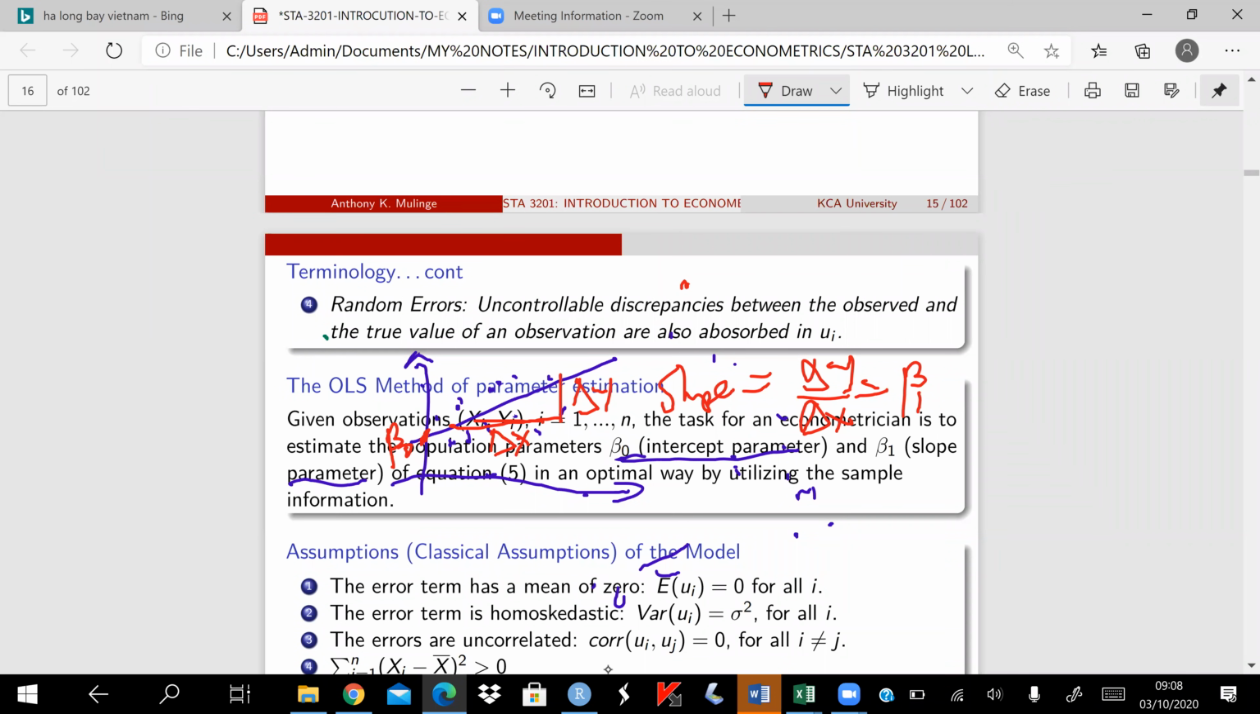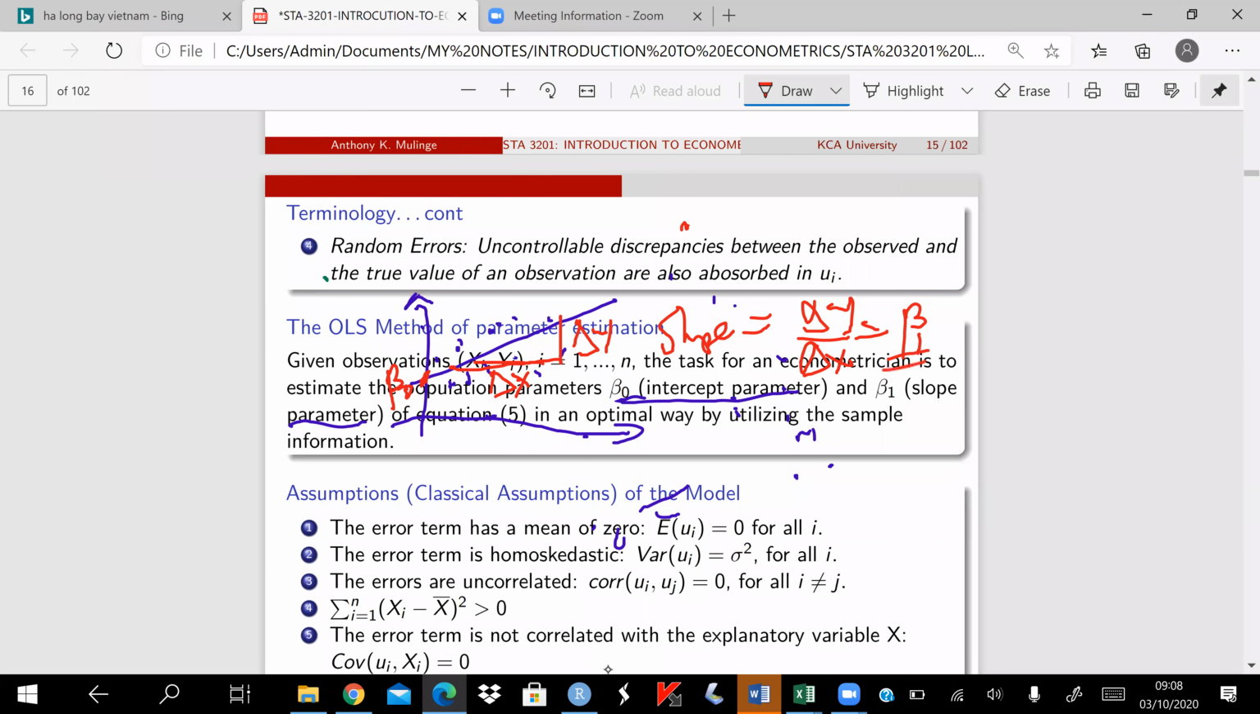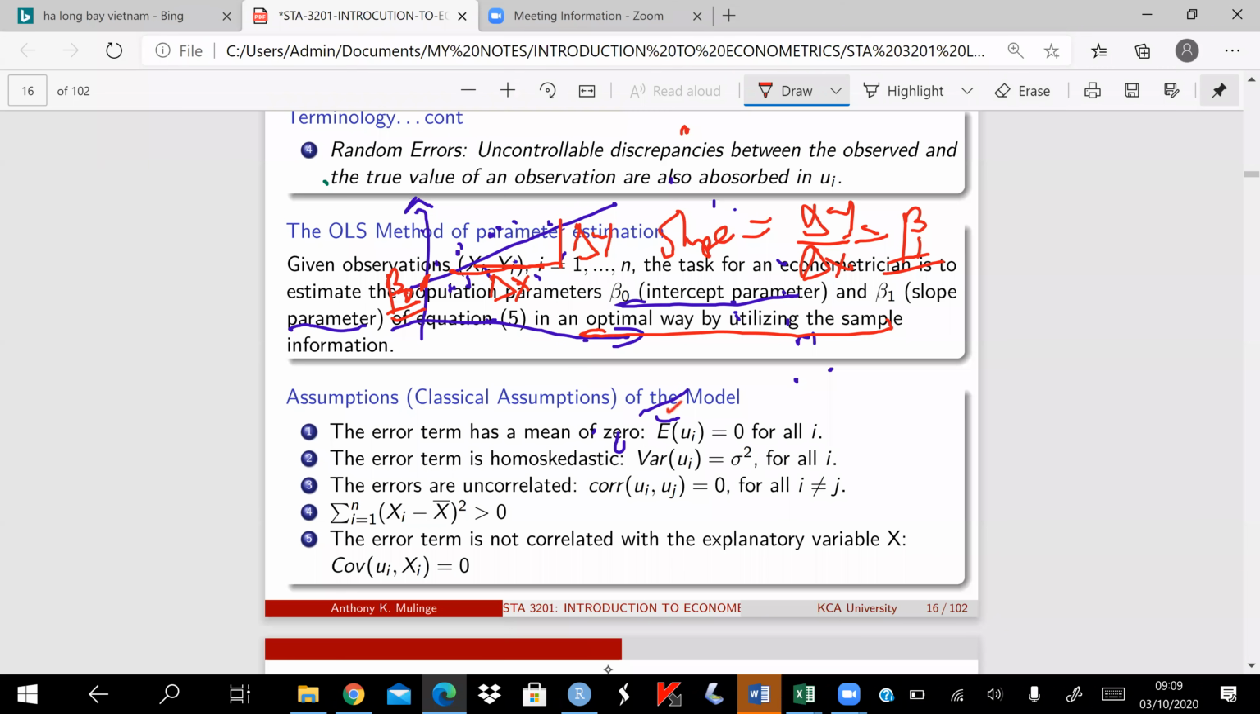So we need to estimate the values of beta naught and beta 1 in an optimal way, and an optimal way is what I've just explained: if you measure those errors, square them, and then sum, you're going to get the smallest value possible. There's only one such line that will minimize the sum of squared errors, and that line is what I called the line of best fit.